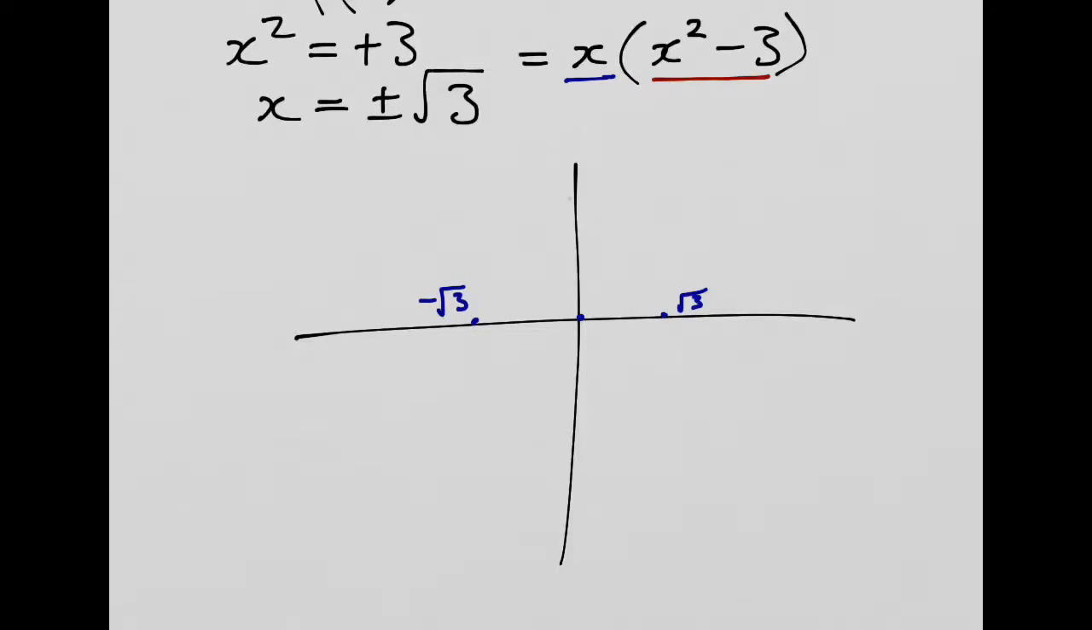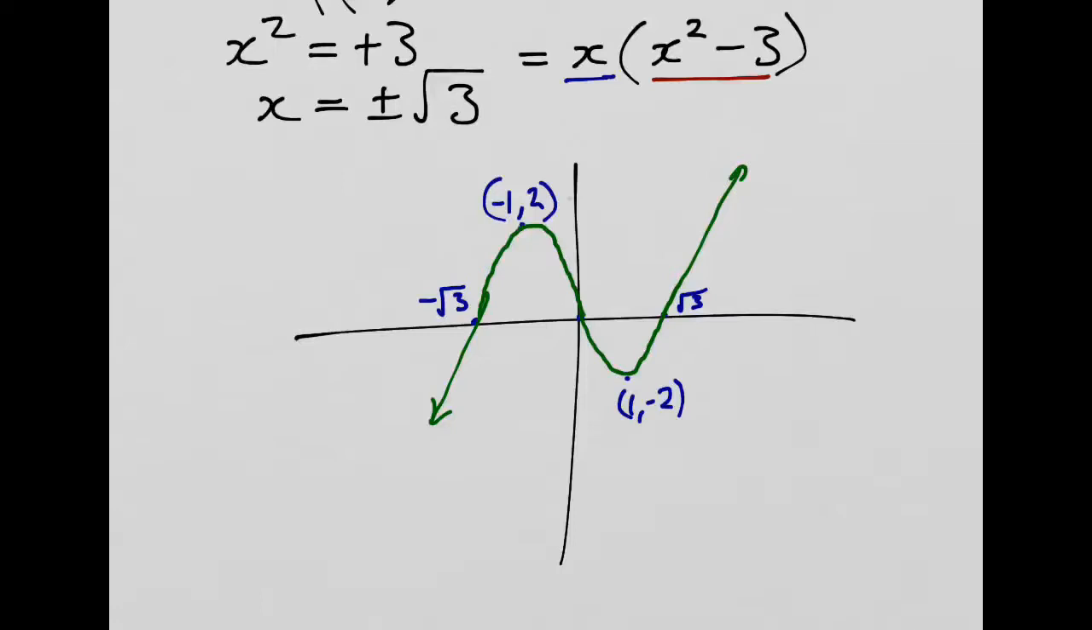We also have stationary points occurring at -1, 2, and a stationary point occurring at 1, -2. Our next step is that we know that at the point -1, 2, we have a maximum, and that we have a minimum at 1, -2. So this is our graph for our function f of x is equal to x cubed minus 3x.